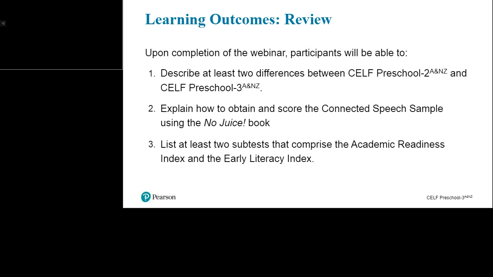So, of course, for Academic Readiness Index, it's obvious we've got expressive vocab, following directions, and the descriptive pragmatics profile that feed into that index score. And what's going to tell us which subtests are going to give us our early literacy index score? Well, we've got phonological awareness and our pre-literacy rating scales.